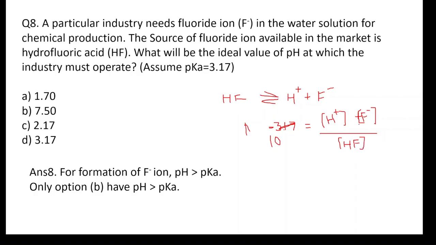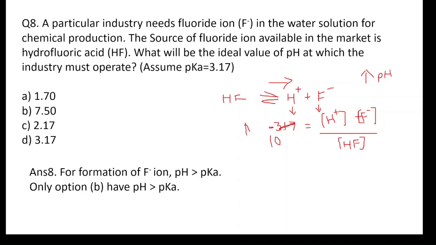If we want more fluoride, the pH should reduce, because we want the reaction to go into the forward direction. Okay, for moving the reaction to forward direction, these values should reduce. So we want H to reduce. So when H will reduce, what will happen? There will be increase in pH.